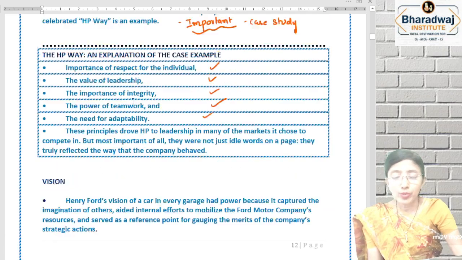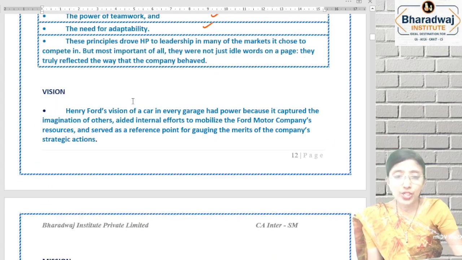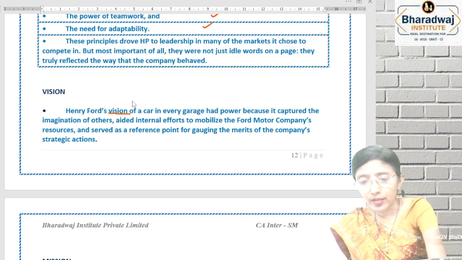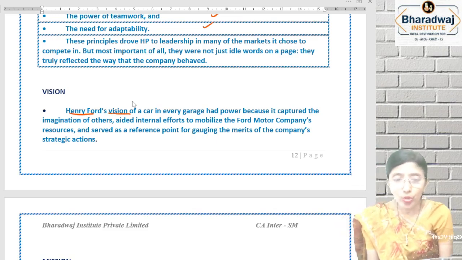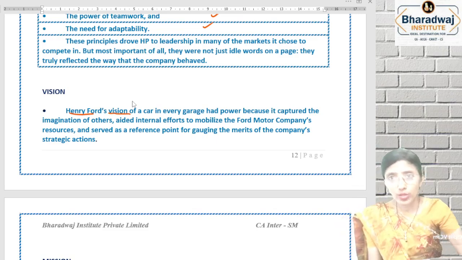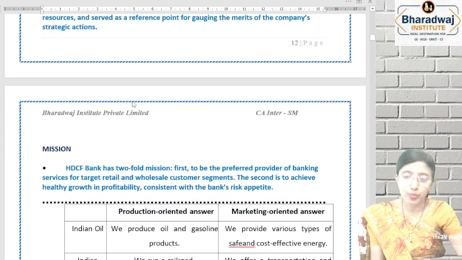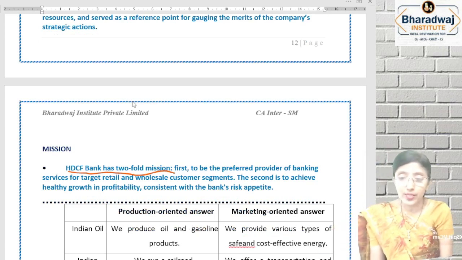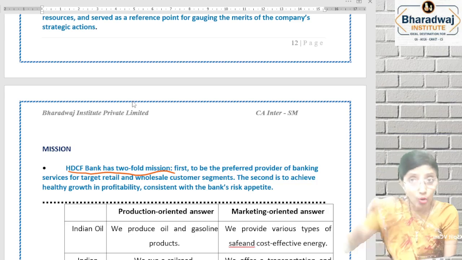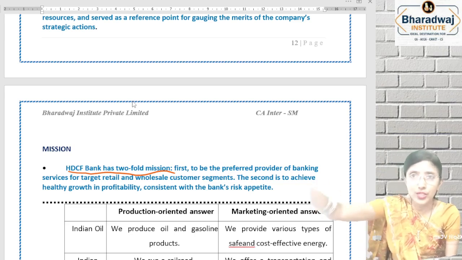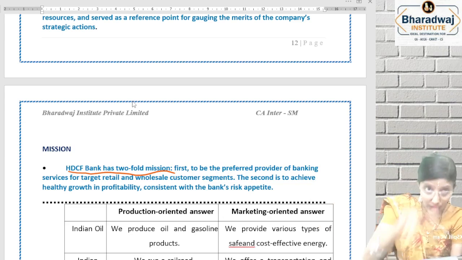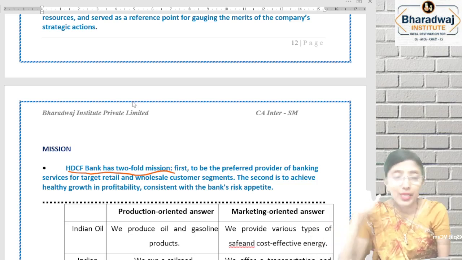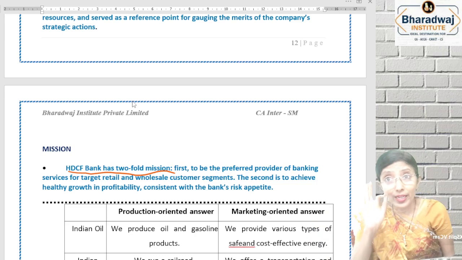Now come to each of these components. Vision. For every side heading, you have an example. Henry Ford's vision. What is the vision of the Ford company? That statement itself is important. Mission. We have discussed, one of the case studies we discussed is HDFC Bank. So what you learned theoretically is vision, mission, strategy, goals and objectives. Now, when it is asked as an essay type, you entwine your answer with the empirical part, or they can be only an empirical question.